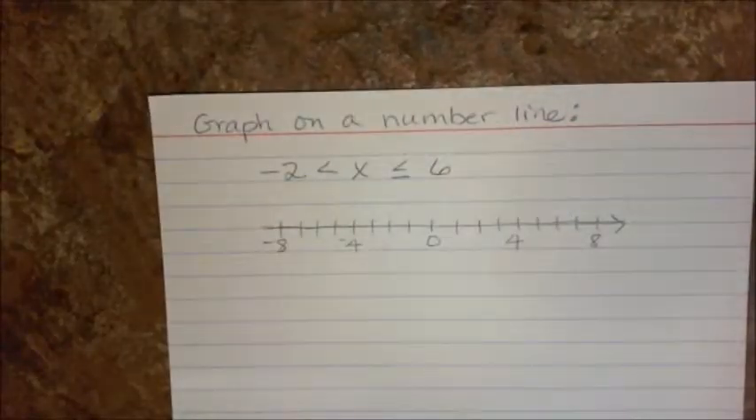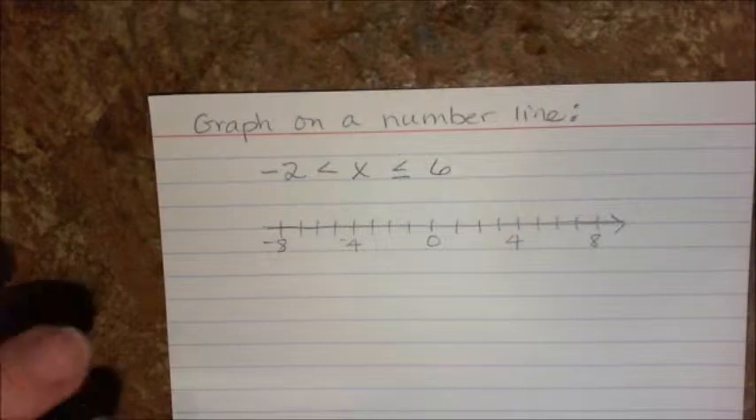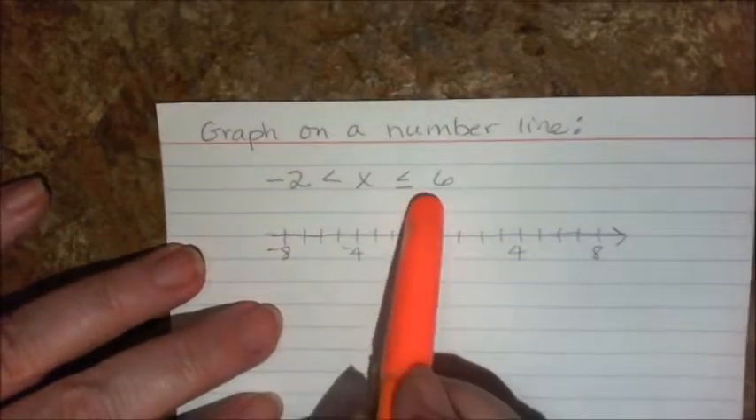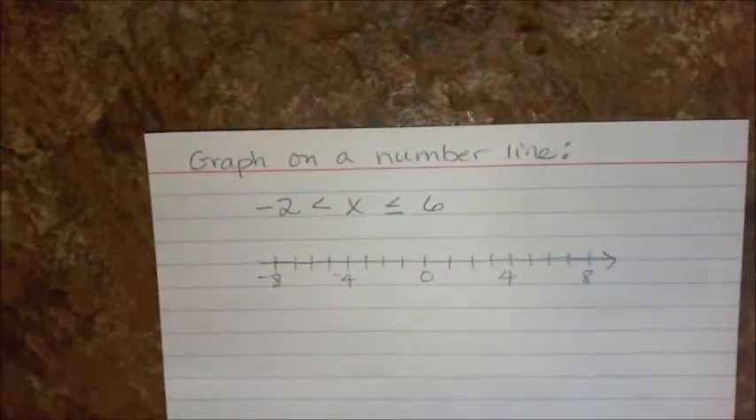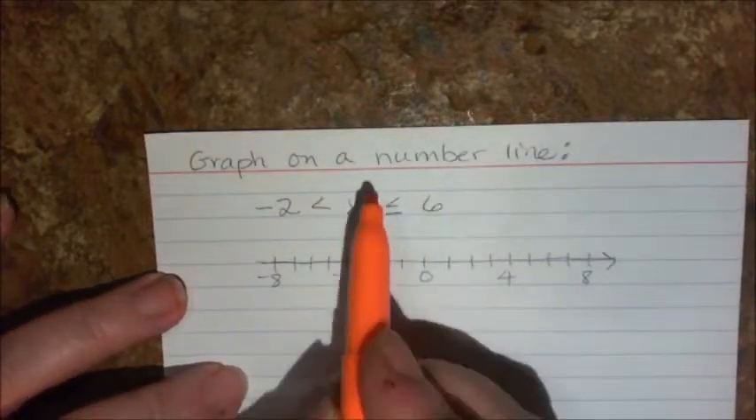Okay, let's look at this one. This inequality is a little different. It's a 3-part inequality, because we have 2 inequality symbols. So sometimes we need to look at this as 2 separate inequalities.